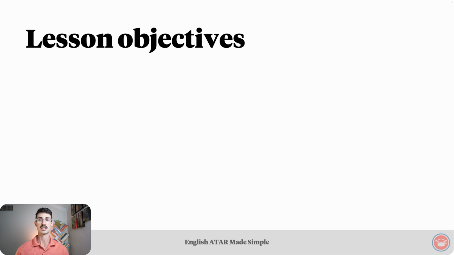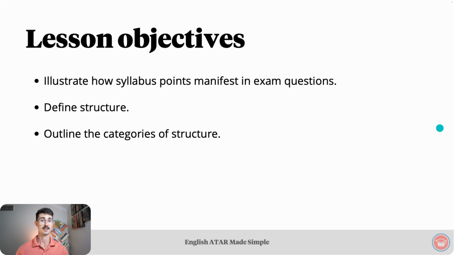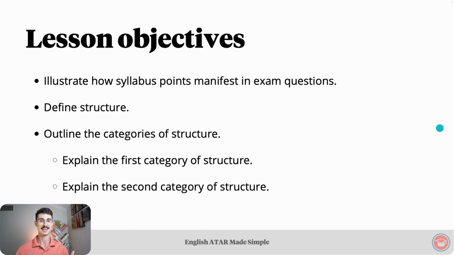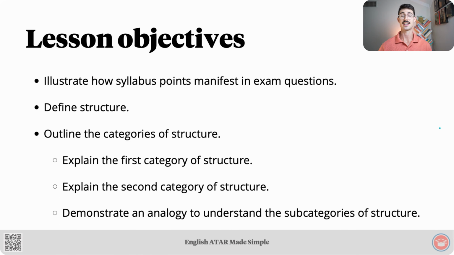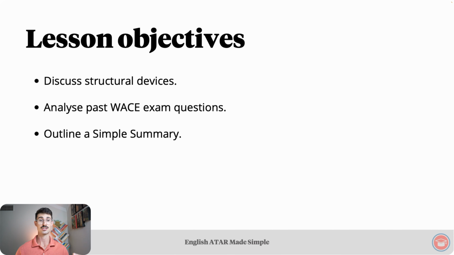Lesson objectives. What are we going to get up to? Illustrate how syllabus points manifest in exam questions. Then we will define structure, outline the categories of structure, explain the first category of structure, explain the second category of structure, and then demonstrate an analogy to understand the subcategories of structure. This analogy is that framework that I alluded to at the beginning of the lesson. Then we will discuss structural devices. After that, we'll analyze some past WACE exam questions, and then we will outline a simple summary.